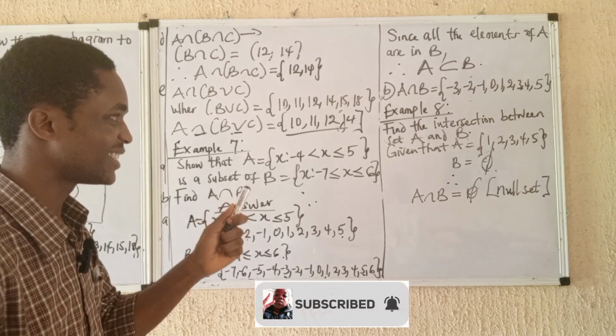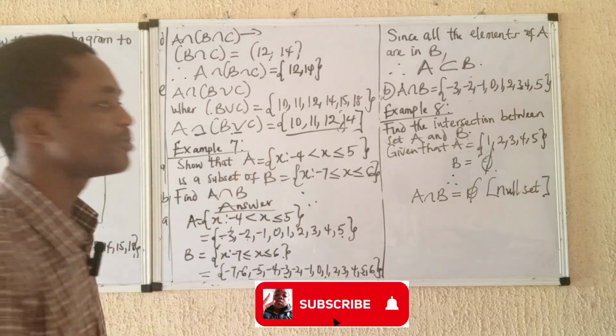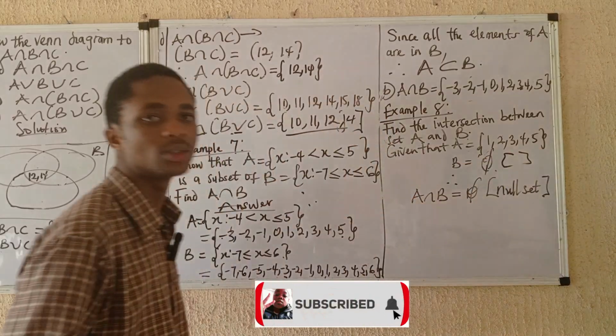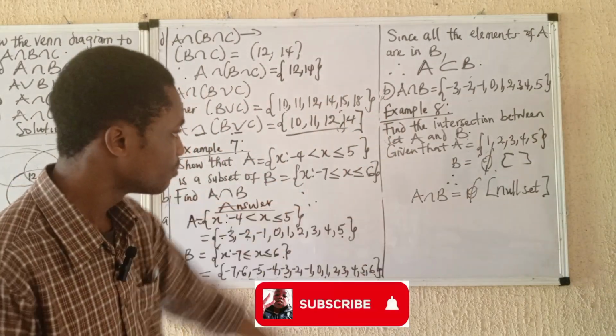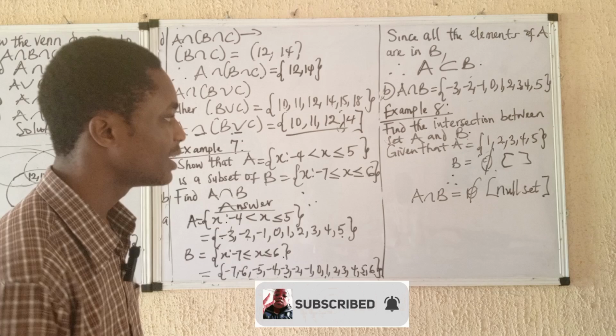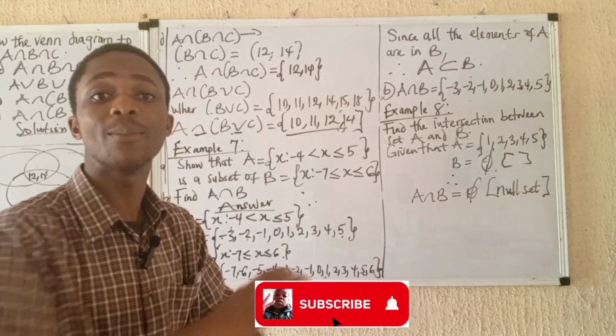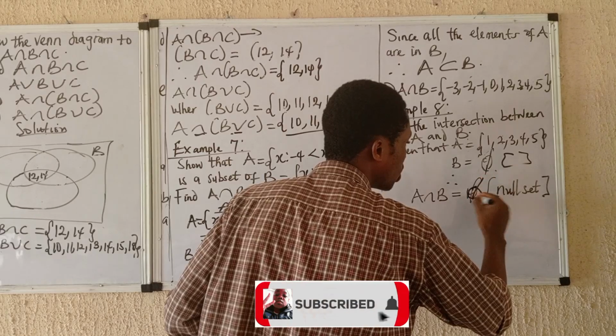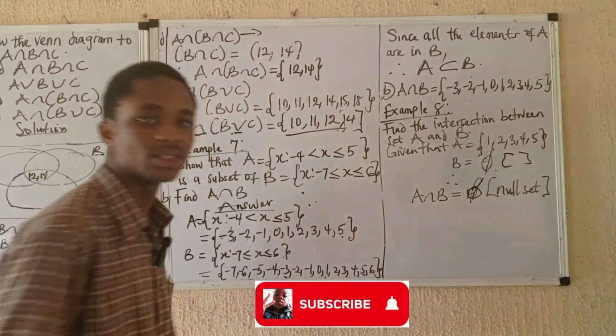So, see a question like this. B does not contain any element, right? So it is empty or null. Therefore, the intersection between A and B is null, empty, no element is common. So this is our answer: null or empty set.